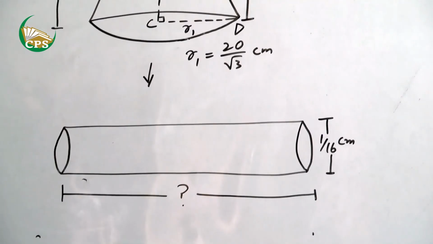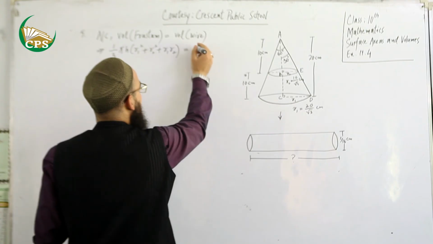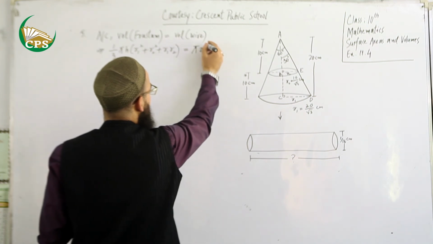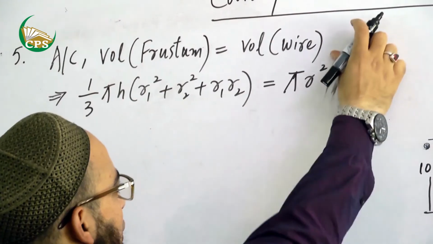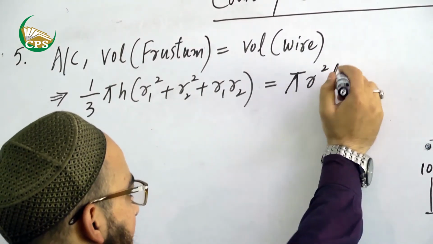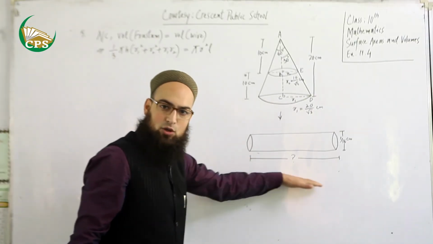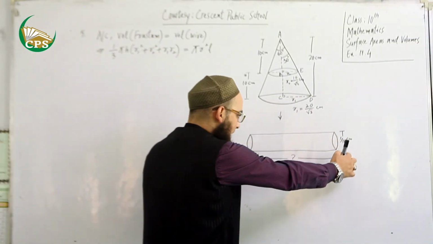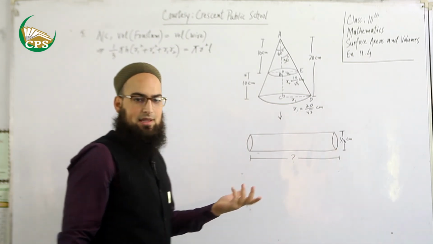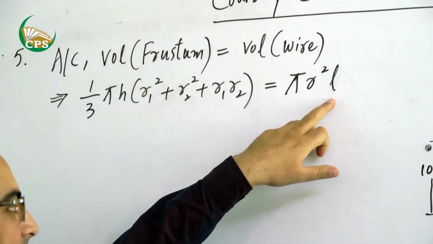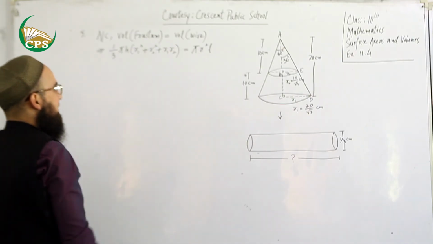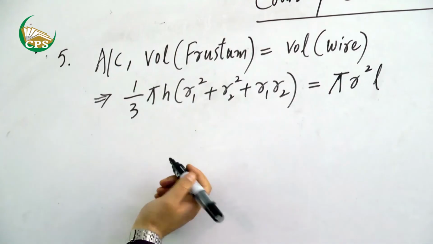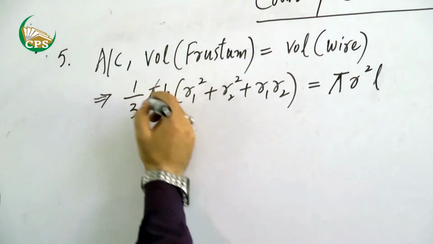Since the shape of a wire is cylindrical, the volume of wire is the volume of a cylinder. That is equal to pi R square h, or I can say pi R square L, because the height of this cylinder is the length of the wire. So instead of h, I am writing L in order to distinguish it from the height of the frustum. Then, dividing by pi throughout, the pi and pi get cancelled.